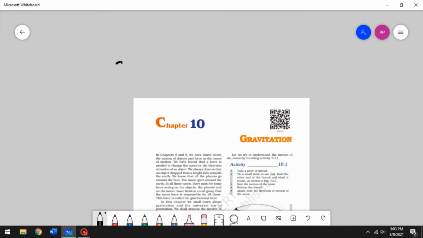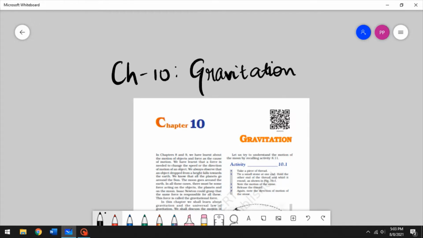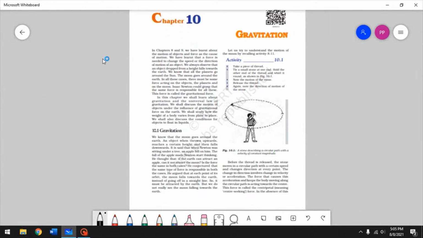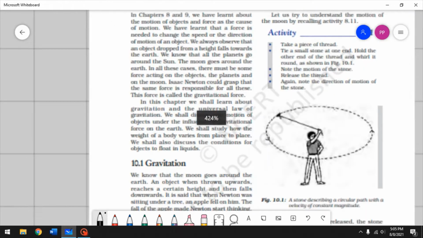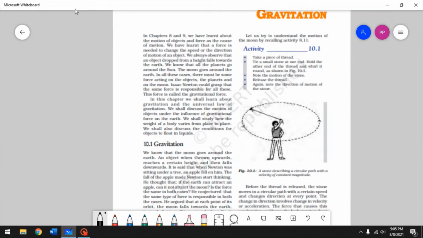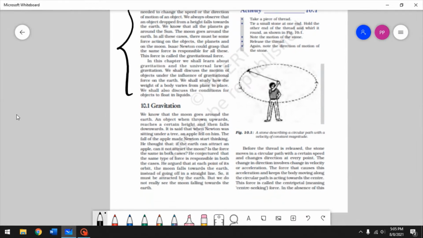All right, so chapter 10, gravitation. As I said before, this is a physics chapter, and I think we have two more physics chapters, but don't take my word for that. This is all a basic introduction of sorts. I want you to go through it and see if there's anything important in there.